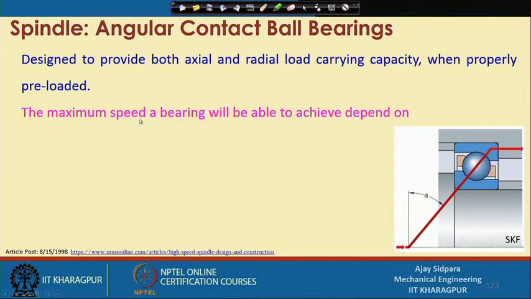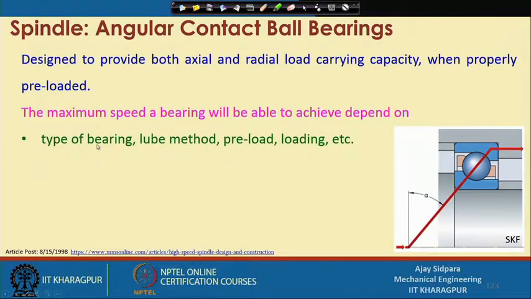Right. So, the maximum speed a bearing will be able to achieve depends on many parameters. First thing, the type of bearing: which type of bearing are you using? Then the lubrication method, because if you are going with a very high speed, it will actually heat up the lubrication, and when it heats up, its viscosity changes. Whatever lubrication method you are using, whether it is oil base or some other type of grease, then it is a problem.